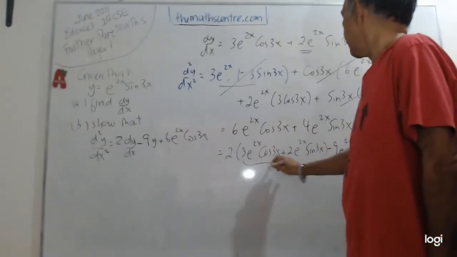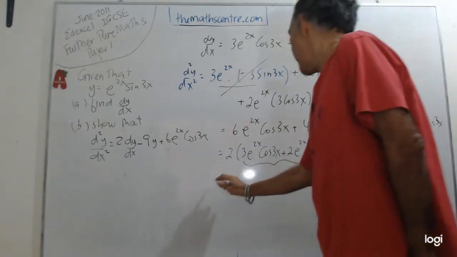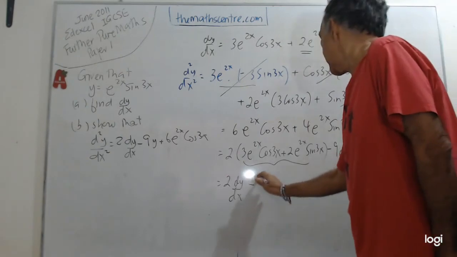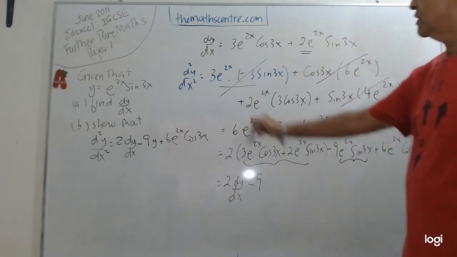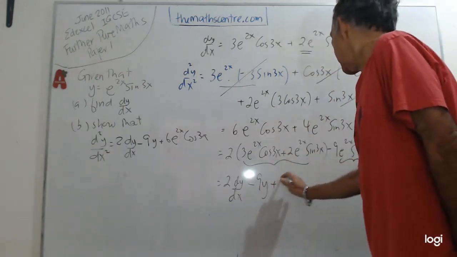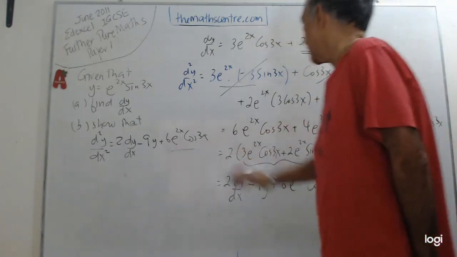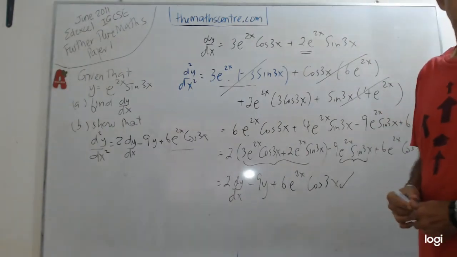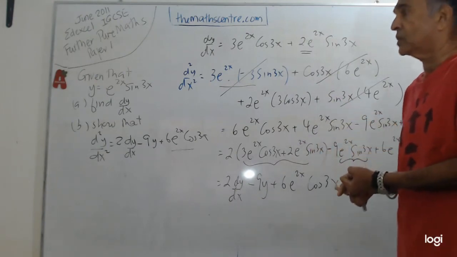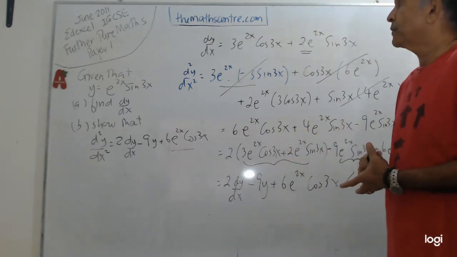Comparing this with what we had for dy/dx, the bracket is exactly the same. So I have 2 dy/dx, and then minus 9 times what? That's the question. That is 9y, and I have plus 6e to the power of 2x cos 3x. That's what you see here, and we are done. So basically this problem just involves using the UV rule, knowing the formulas for differentiation, and then rearranging using some algebra.